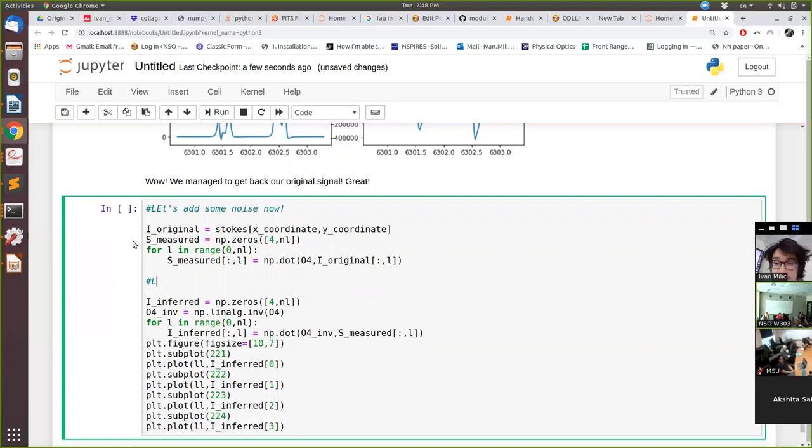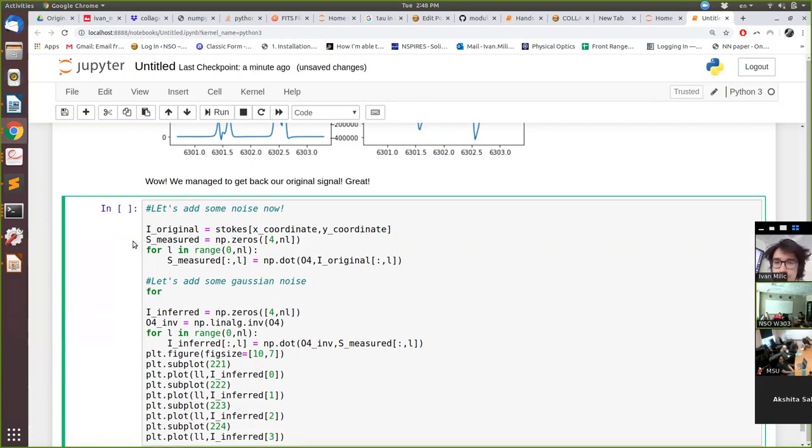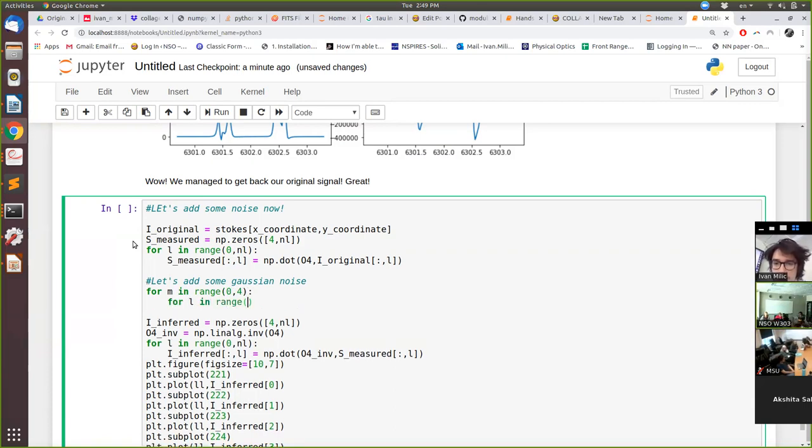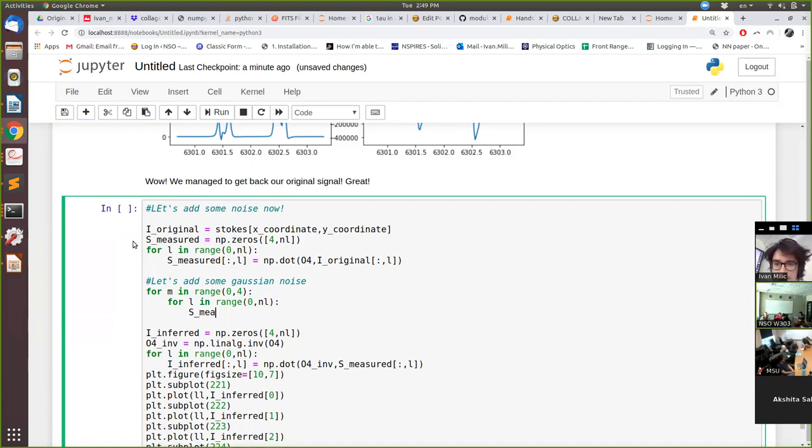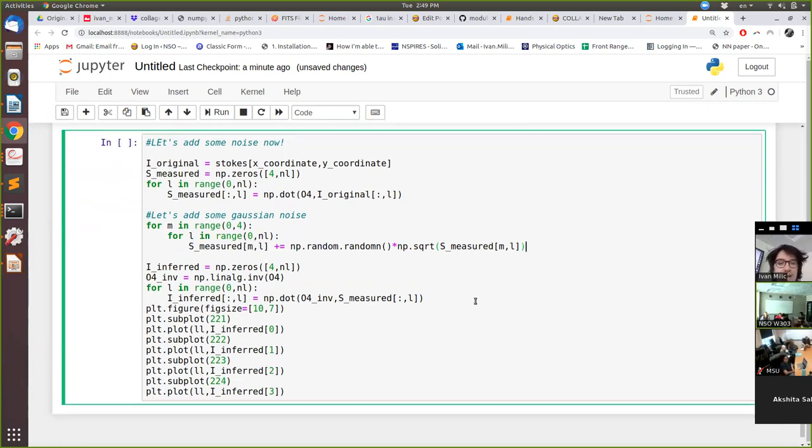So let's add some Gaussian noise. So for M in range 0,4, for L in range 0 to L, S measured of ML, I'm going to increase it by what? By a random number. You can use the function np.random.randn, and it will give you a random number from a Gaussian distribution centered on zero with width 1. And then to scale it, I just multiply it with the square root of the actual number of counts. Okay? Right. Everything else stays the same.